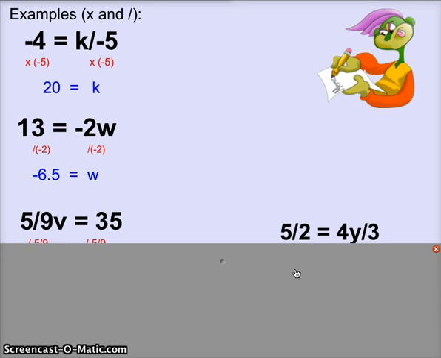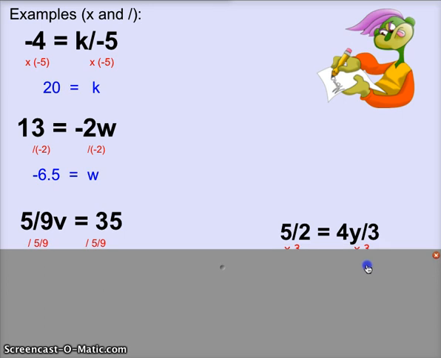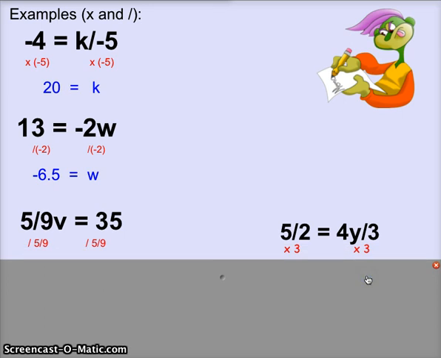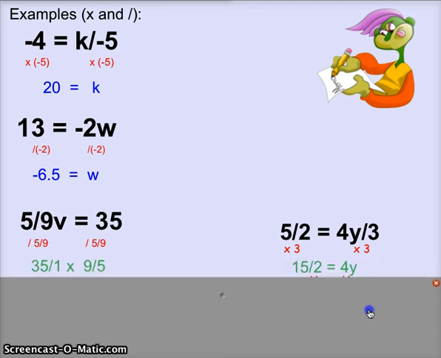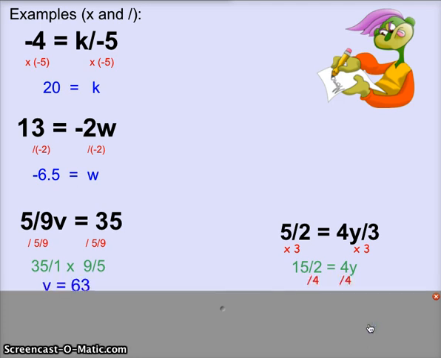5/2 equals 4y/3. We're going to cancel out or do the inverse of one part at a time. In order to get rid of dividing by 3, we will first cancel out this denominator by multiplying by 3 on both sides of the equation. 5/2 times 3/1 gives us 15/2 equals 4y. Now to get y by itself, we can divide by 4 on both sides.